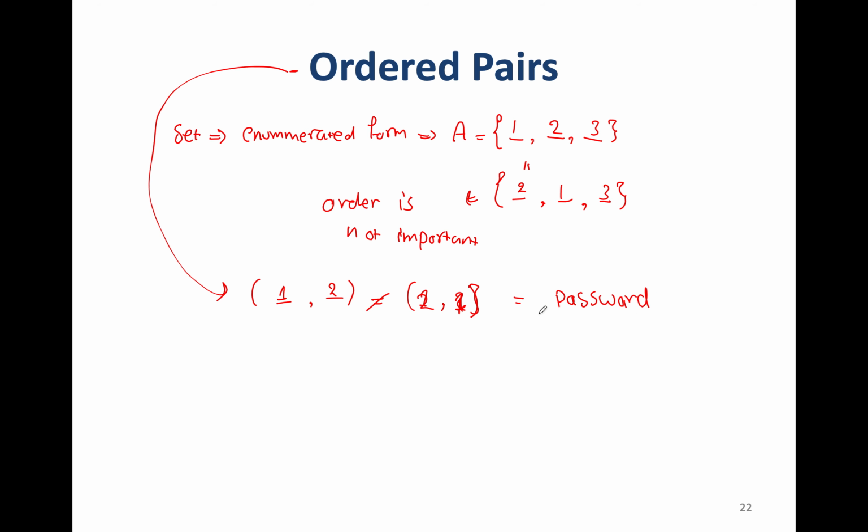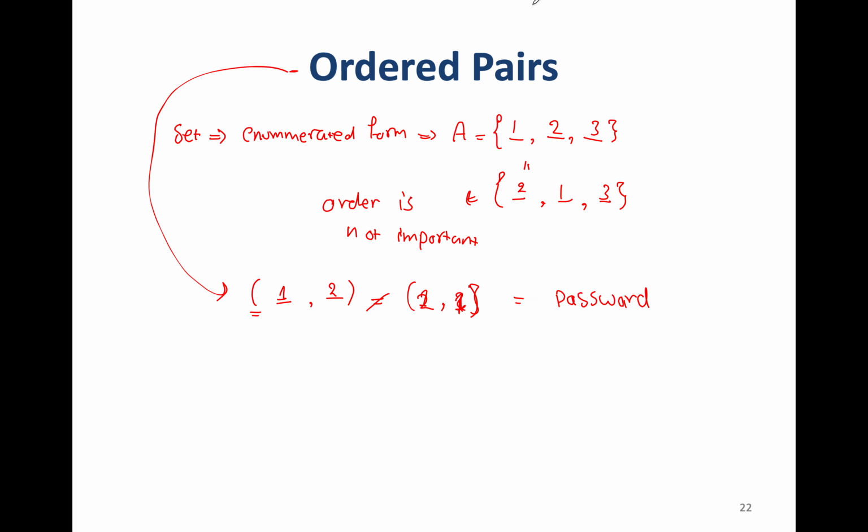For the password, you know that if you change the place of any digit in the password, then it won't be the same. Yeah? So the difference between the ordered pair and the set, or whatever we have learned before, is the type of the bracket. In an ordered pair, we have the circle bracket or the round bracket, while in sets, we've got the curly bracket. Alright? Now, sometimes we might get n-tuples.